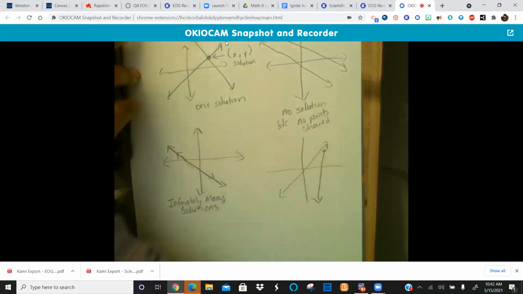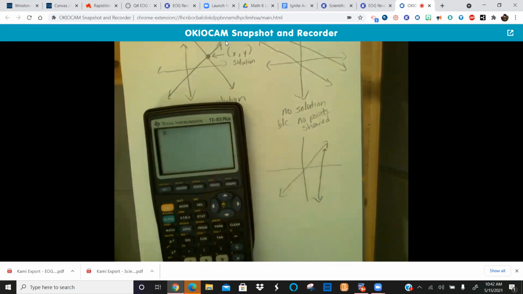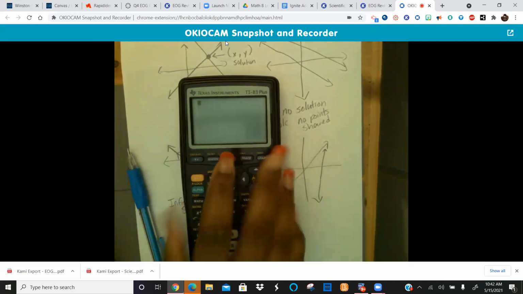Okay, so let's do some examples in the calculator. Let's graph some lines. Okay, so I'm moving to another topic.